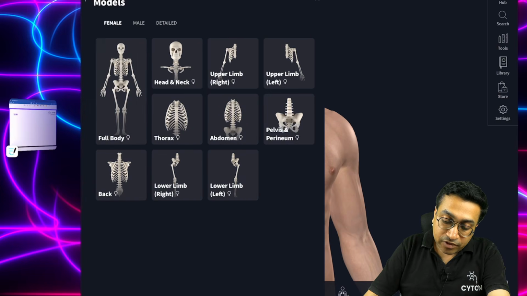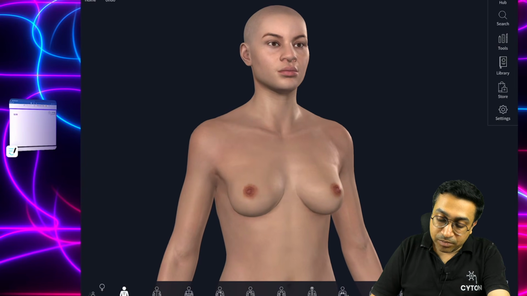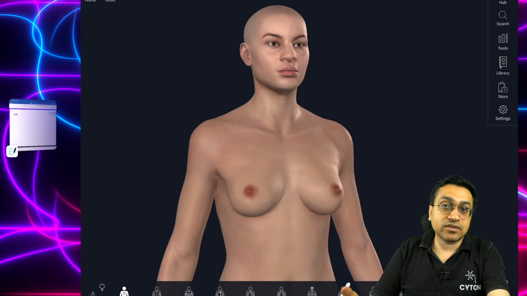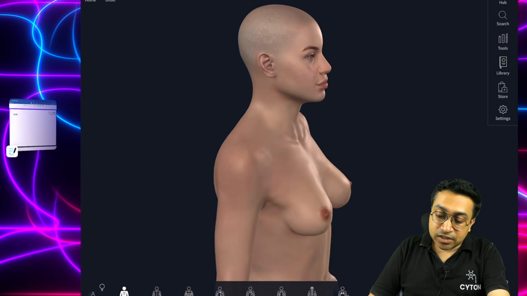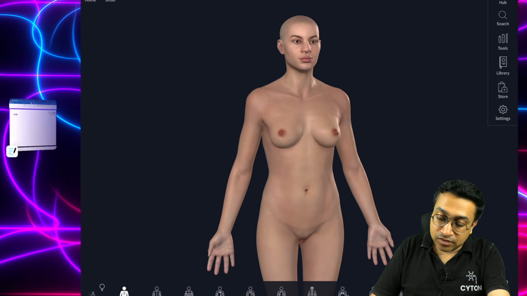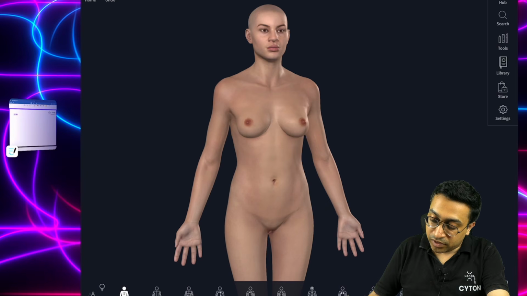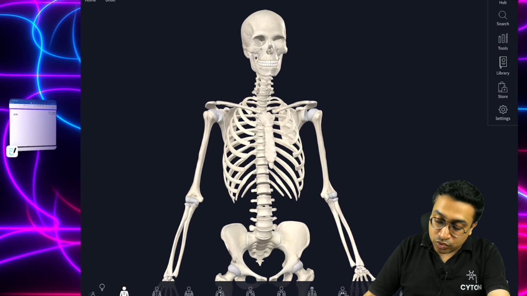And similarly, if we go for the female model, let me show you. So here you can see the breast, the mammary gland. So that is the reason why we included the mammary gland in this list. Okay, so this is the female model. We will discuss region wise everywhere whenever it is required. Okay, so let us go back.